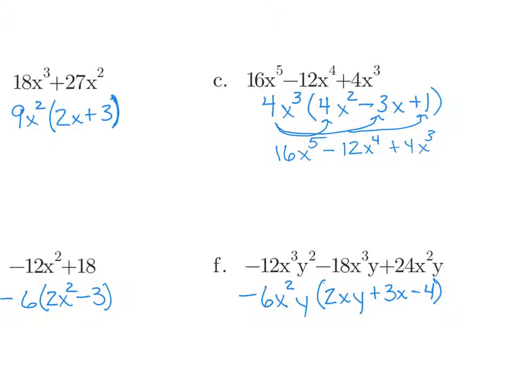Is this the original problem? Yes, it is, which means that my original factoring is correct. The only thing that you might get stuck on with this is, did you factor out the greatest common factor as opposed to just a common factor?